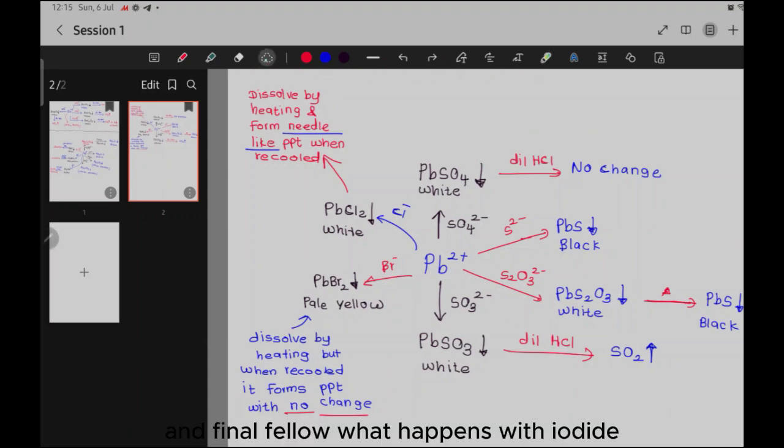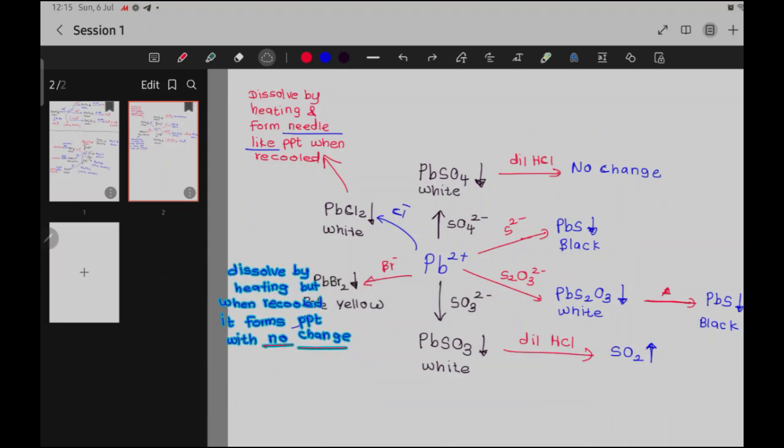And final fellow, what happens with iodide? Let me take this a little bit upwards.